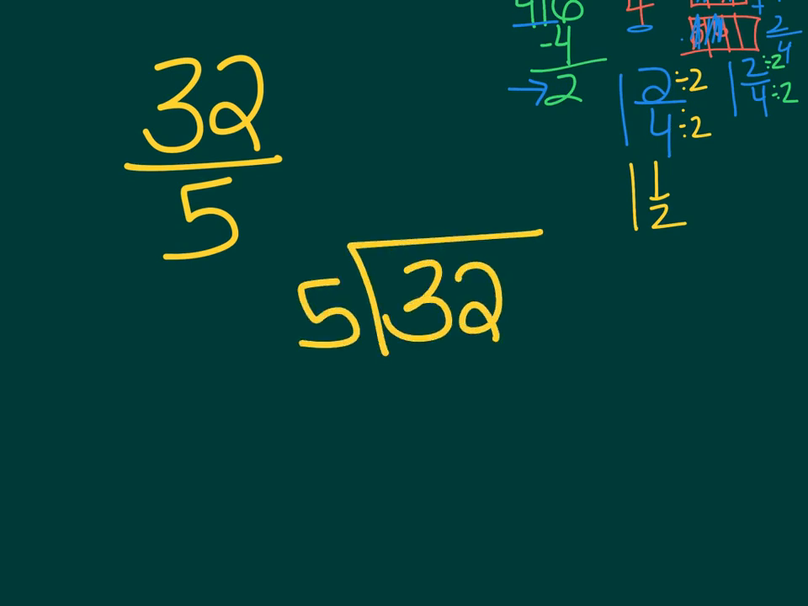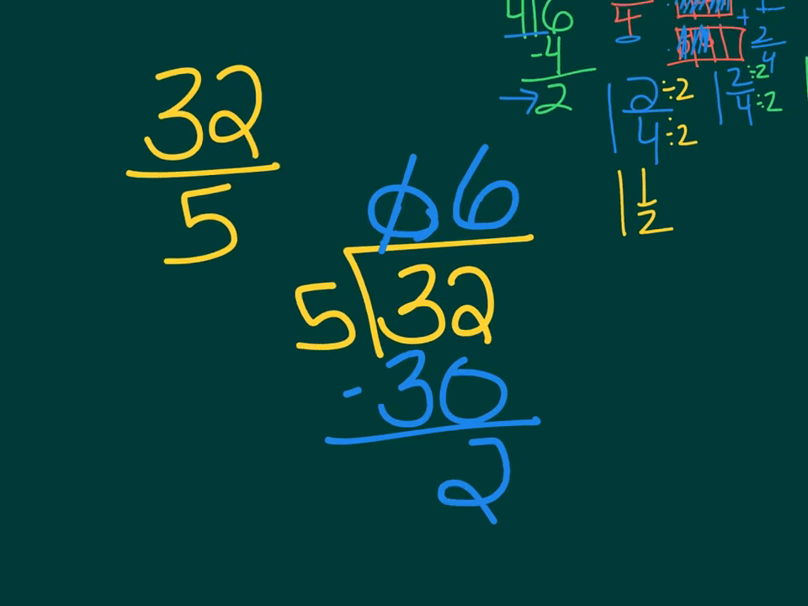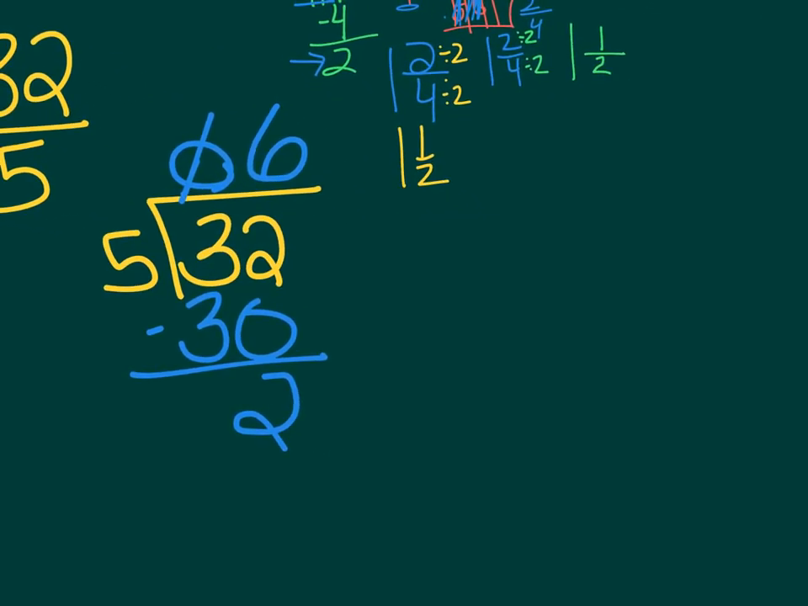Okay. 5 goes into 3 0 times. 5 goes into 32. Well, that's easy. You just count by 5s, right? And you will get 6. 6 times 5 is 30. Subtract with a remainder of 2. Once I get to my remainder, if there is one, then I have my answer. I have my mixed number. I just have to put all the numbers where they belong.